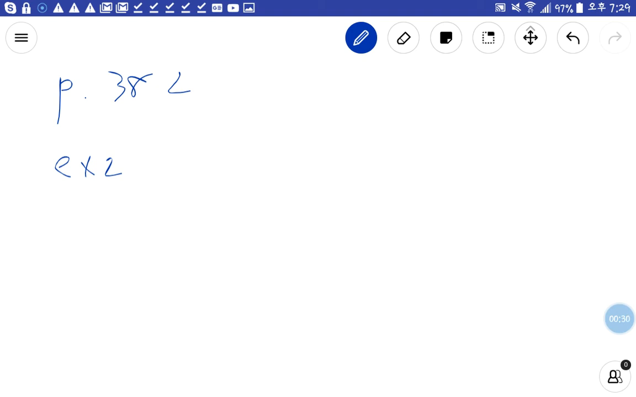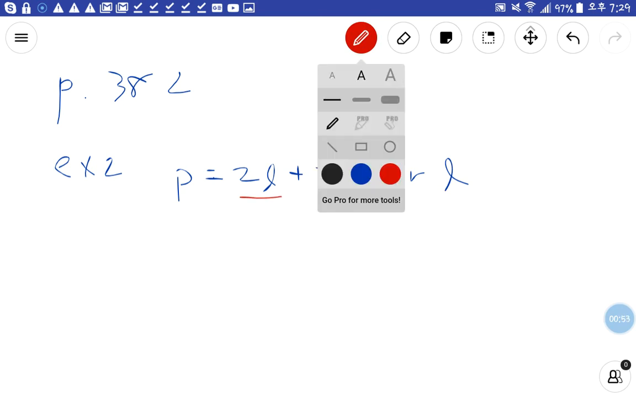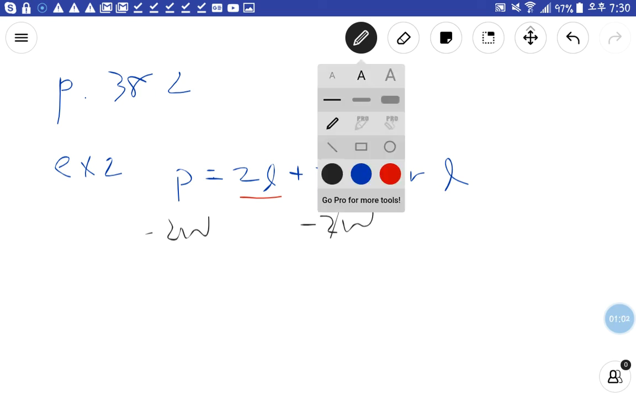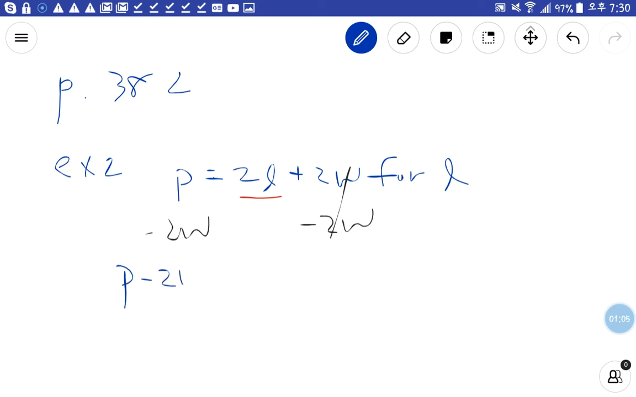Solve the perimeter formula P equals 2L plus 2W for L. The basic concept of this section is to leave the letter alone, which means I'm going to leave this term alone. I don't want to have a 2W here, so I'm going to take 2W away from each side, which becomes P minus 2W equals 2L. This time, your order matters. You have to keep the same order.